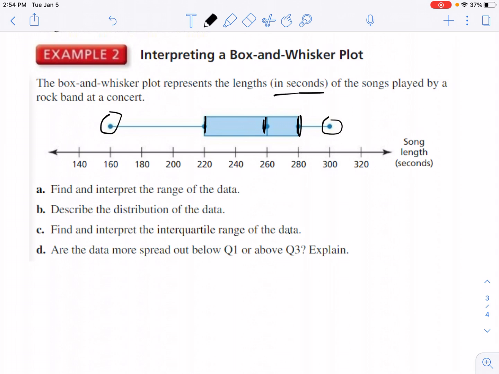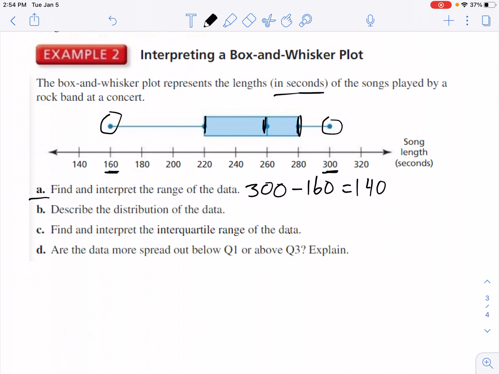Okay, now the first thing they tell us to do is find and interpret the range of the data. Well, the range would be the largest value minus the smallest value, 300 minus 160. Okay, so we take 300 minus 160 and we get 140. Well, what does that tell us there? Well, that tells us that in terms of all the different songs in terms of their length that they were played, they don't vary much more than 140 seconds.